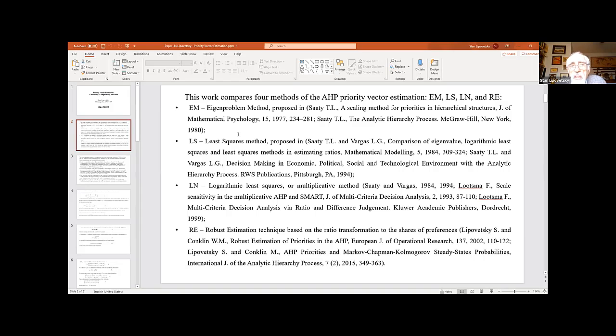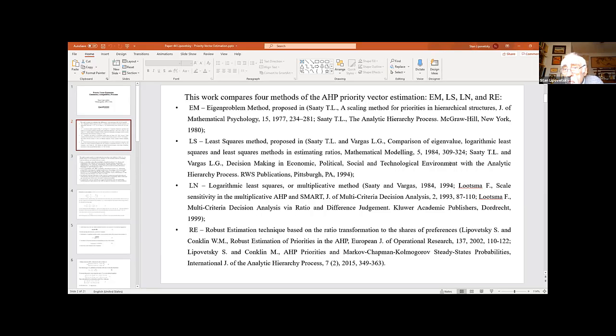Mostly in this work, four techniques will be compared. They are usually called the eigenproblem method, EM in short. It's the classical analytic hierarchy process suggested by Thomas Saaty. The next is the least squares method proposed in Saaty and Vargas.